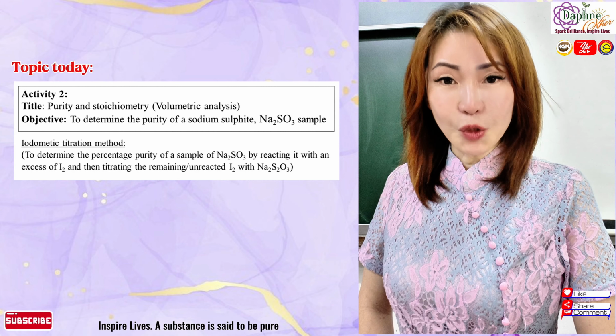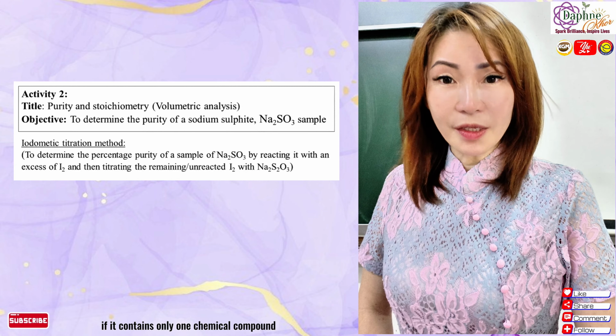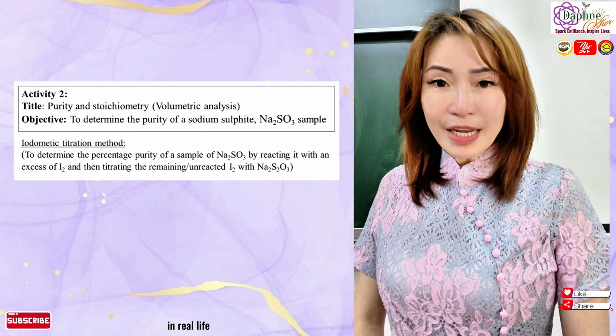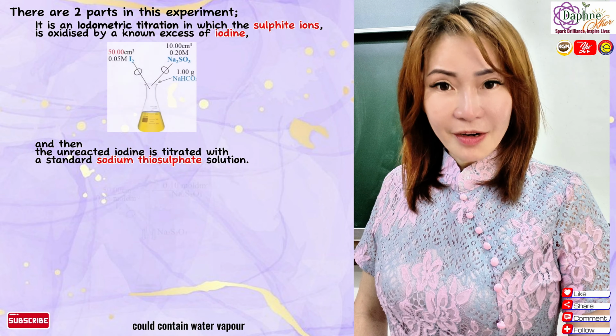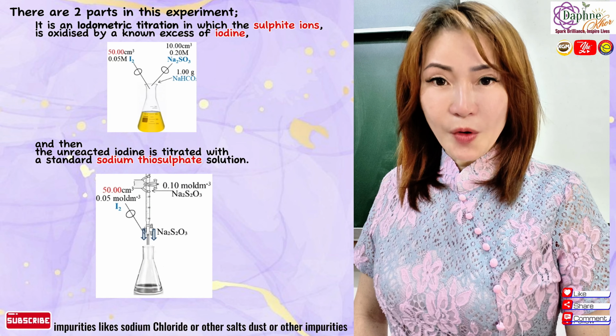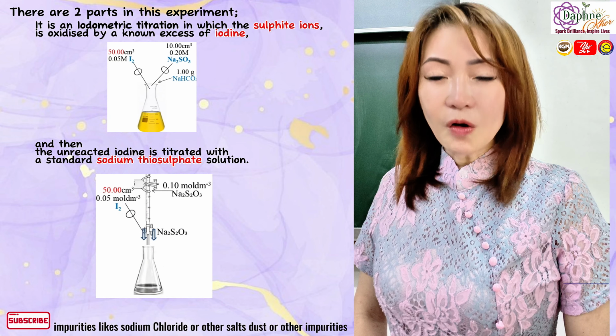A substance is said to be pure if it contains only one chemical compound. In real life, the sample that you are given may not be 100% pure, and could contain water vapor, impurities like sodium chloride or other salts, dust or other impurities.